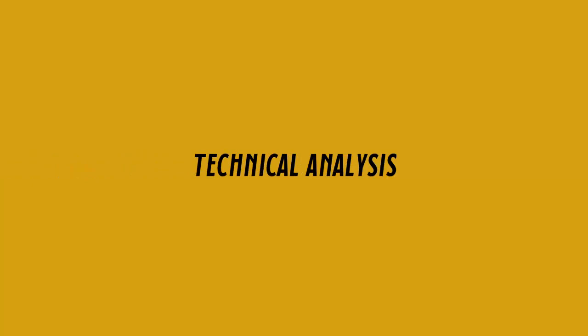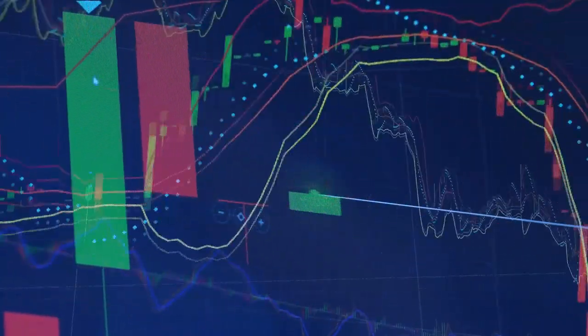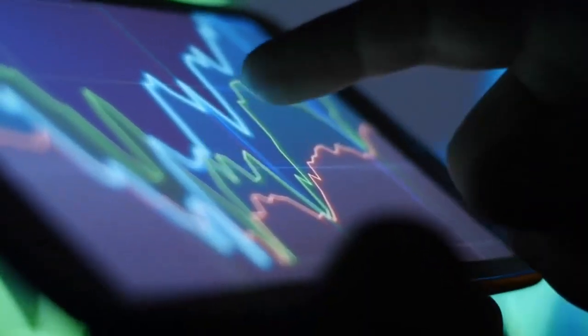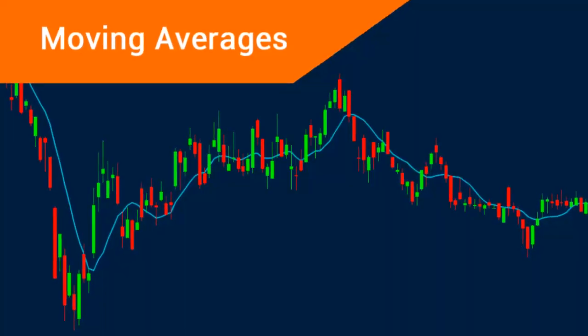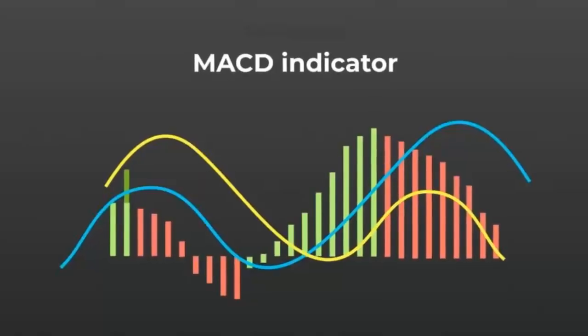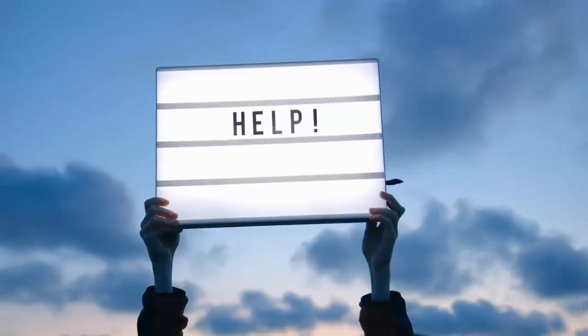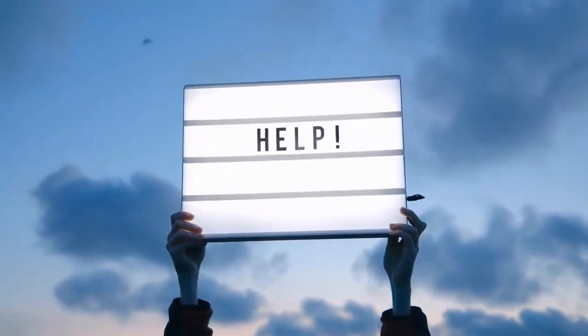Technical analysis. Technical analysis focuses on studying past price movements and chart patterns to predict future price directions. Various technical indicators, such as moving averages, RSI (relative strength index), and MACD (moving average convergence divergence), help traders identify entry and exit points for their trades.